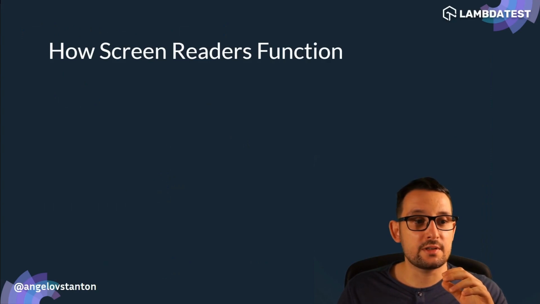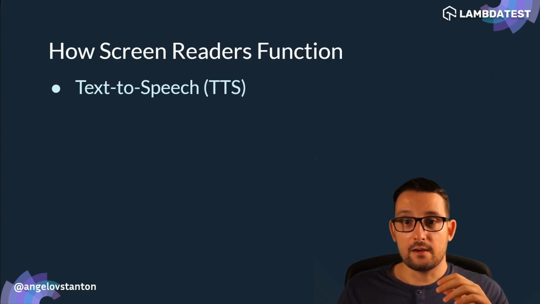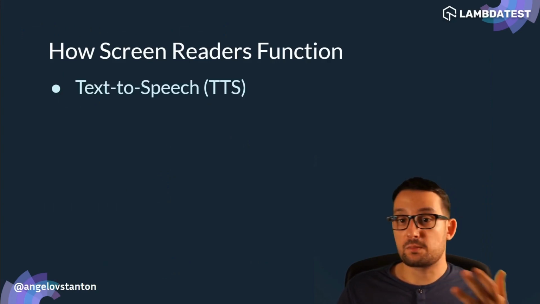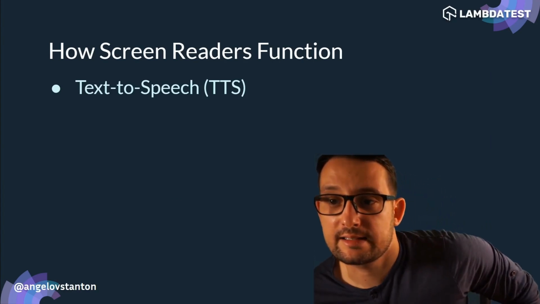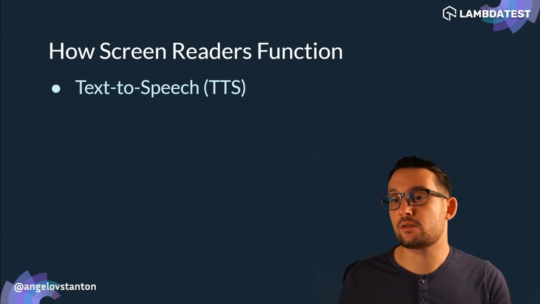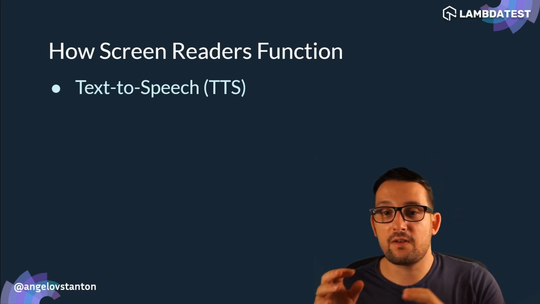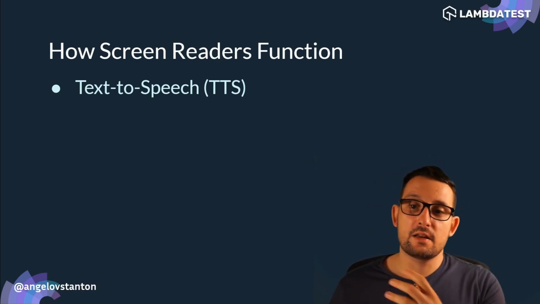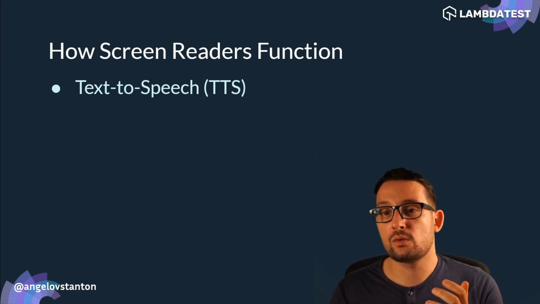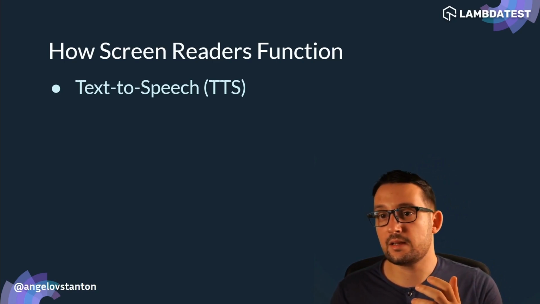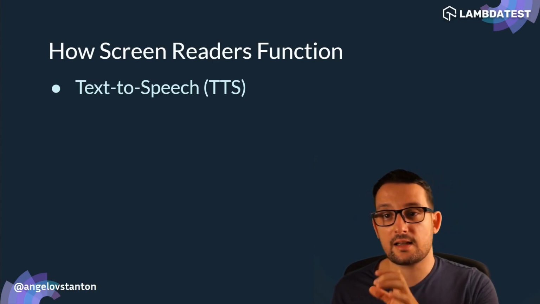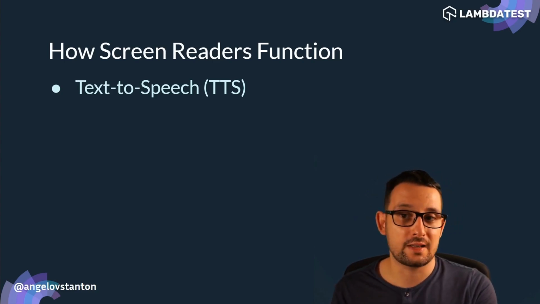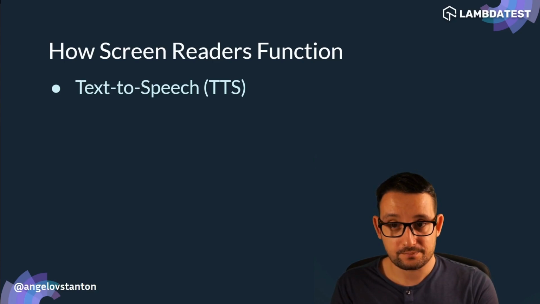So, how do screen readers function? First, you have text-to-speech. This feature translates text, buttons, and images into spoken words through the device's audio. The screen reader sends text to the TTS engine, which converts it into spoken language. It reads everything from headings and links to images with alt text, enhancing navigation.